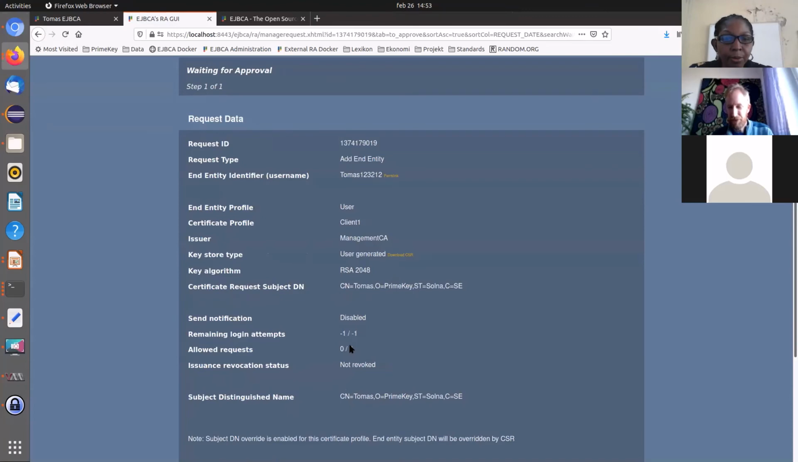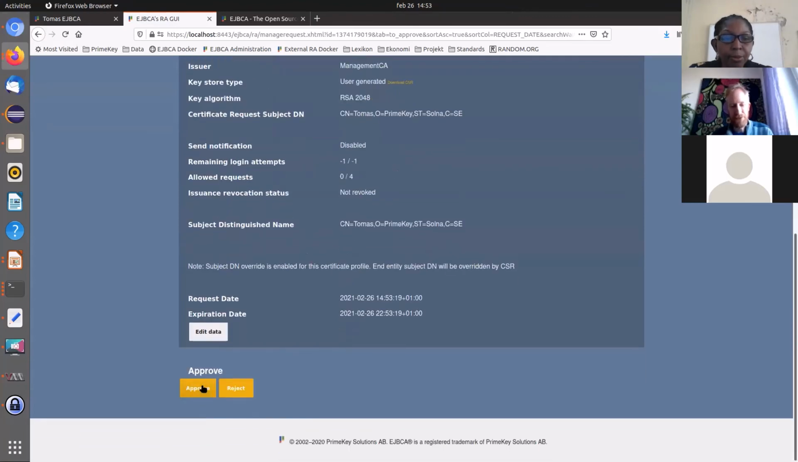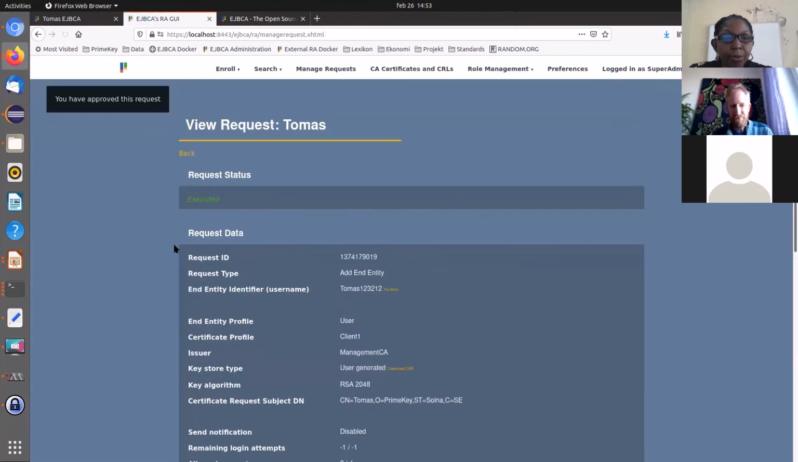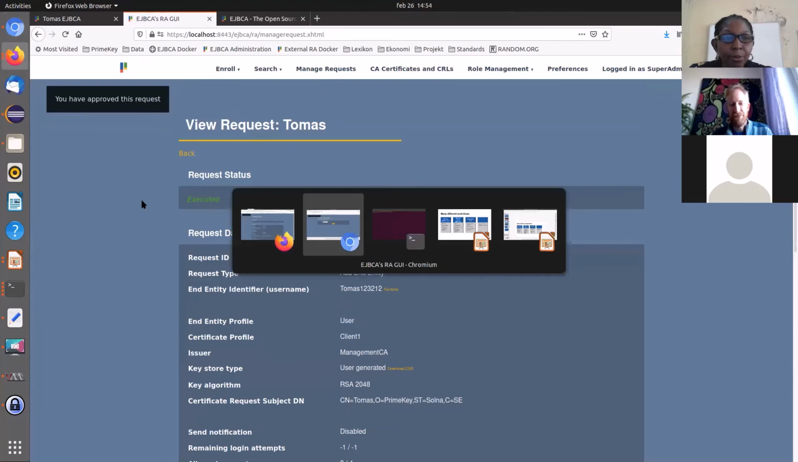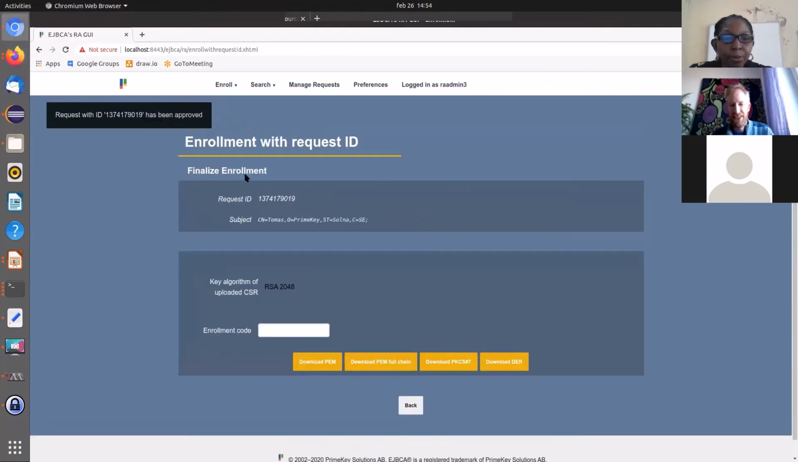Let's see that everything looks okay. And then I say, approve this request. And then it says you have approved this request. And then if I go back to my other web browser and check again, then it's approved. Then I can download it. And now I have to use the password I used when I requested a certificate. And then it's downloaded as well. So that is two different ways to use the web browser.